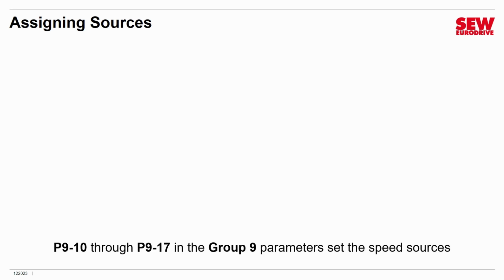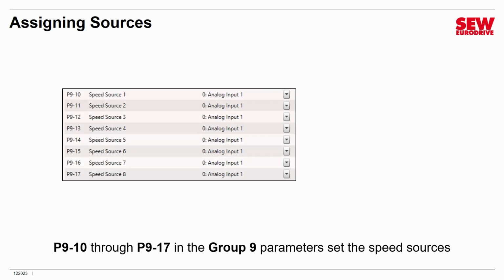All right, so let's go into this section by section. We'll first of all talk about how you set up these speed sources, how you assign them. As I said, there are 8 locations in memory of the VFD. They're held in parameters 9-10 through 9-17. Each one of these can contain a single speed source. So here they are. They all default to analog input 1, but of course you're going to change these and you use the little pull-down boxes to do this.